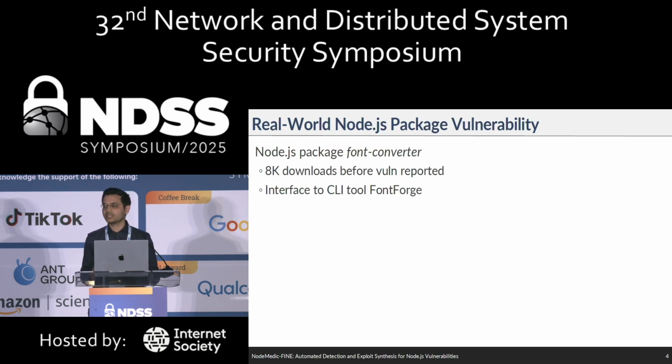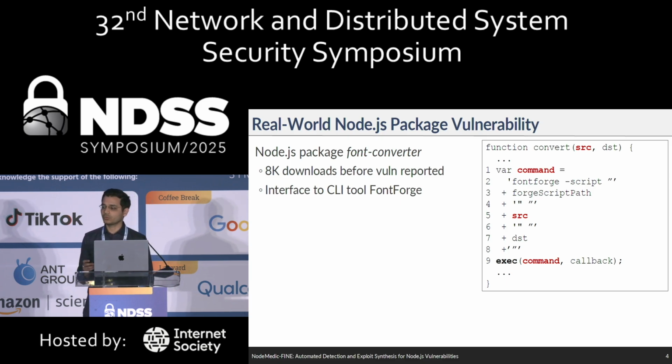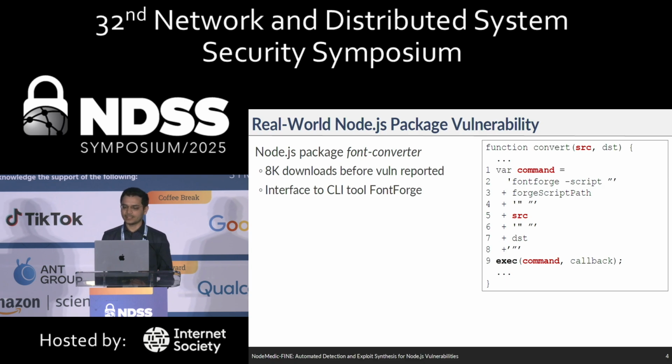Let's now look at the anatomy of a real-world Node.js package vulnerability, the Node.js package font converter, which had over 8,000 downloads before we reported the vulnerability. If we look at this source code snippet at the site of the vulnerability, we can see that the package's convert API takes a font file source and destination, and then uses the source, unsanitized, to construct a command string that is then passed directly to exec.